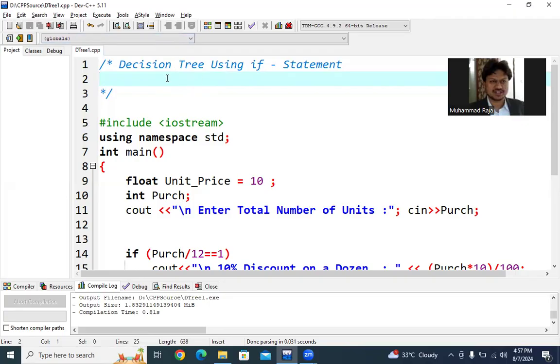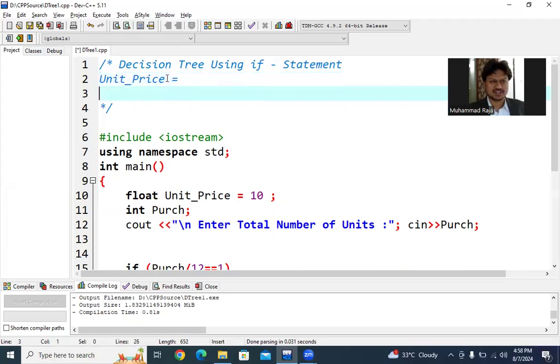So here is the decision tree using if statements: a series of if statements, and then we execute some criteria. Here we want to put a real-life algorithm, where we are buying something. So we have a unit price, which defines the price of a single item. We use readable variable names for the unit price. One unit has a price of 10 rupees or $10, or whatever currency you use. Then we have the number of goods purchased, the number of goods we are purchasing.